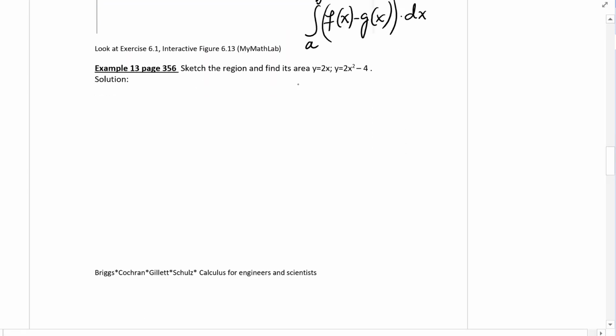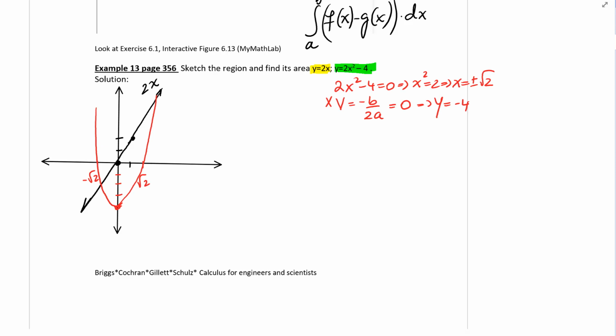It says sketch the region and find its area. So I'm going to sketch this y equals 2x and then y equals 2x squared minus 4. So please pause the video and sketch it yourself. So I actually sketched in black the 2x, and I sketched in red the 2x squared minus 4. So how do you sketch the 2x squared minus 4? Well, it's a quadratic one, so you find the vertex, which is negative b over 2a, and it's equal to 0, and then the y coordinate is when you set x equal to 0, and you get y equals negative 4, and then I found the intercepts, which are plus minus square root of 2.